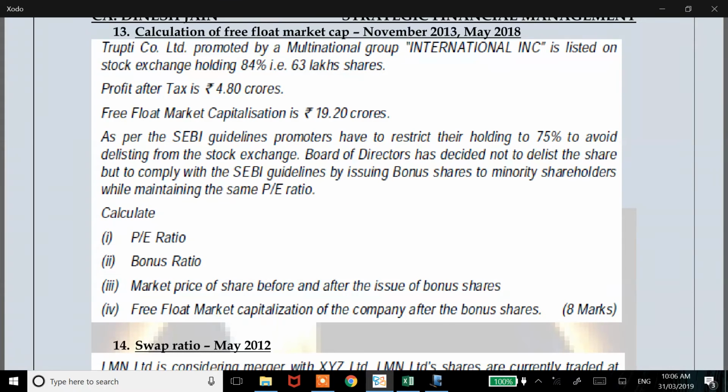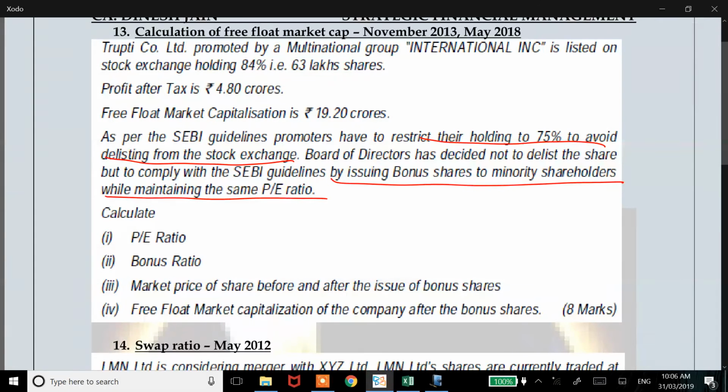Now they are saying, as per the SEBI guidelines, promoters have to restrict their holding to 75% to avoid delisting from the stock exchange. The Board of Directors has decided not to delist the company, but to issue bonus shares to minority shareholders while maintaining the same PE ratio. Normally in the practical world, promoters will sell some shares. Now the promoters are saying, I am not going to sell shares, but I am going to allot some shares to the minority shareholders so that my holding comes down to 75%.